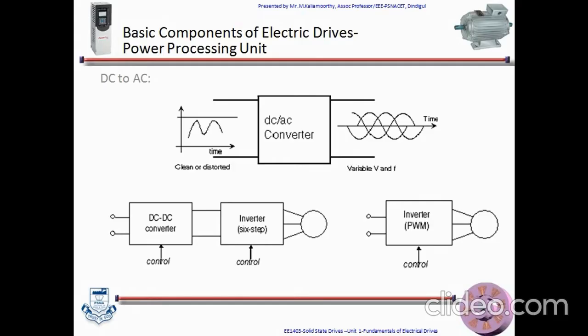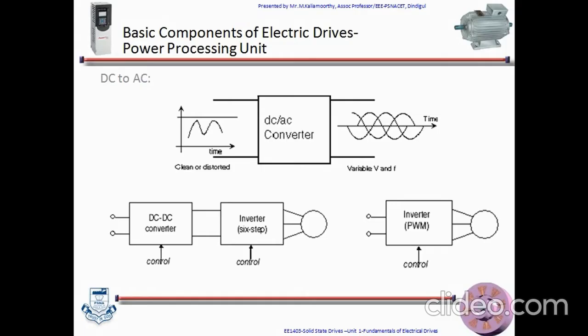Clean DC supply is available from the utility and the distorted DC supply is available either from the photovoltaic cells or fuel cells. The output voltage of a DC to AC converter should be a sinusoidal voltage which is capable of variable voltage and variable frequency. So DC to AC converter is also called an inverter, which is generally of two types. One is either a 6-step inverter or a PWM inverter.